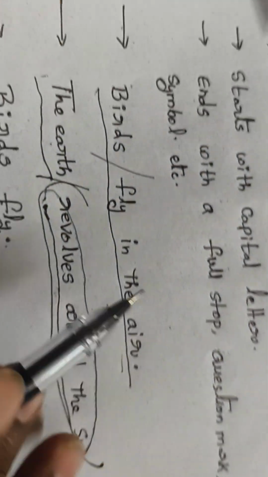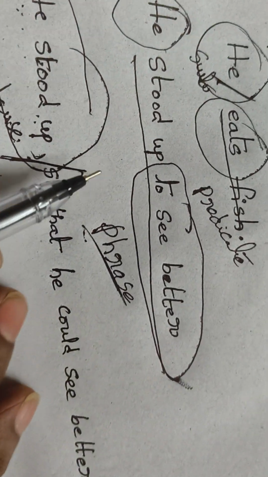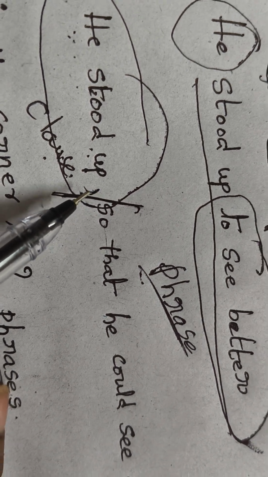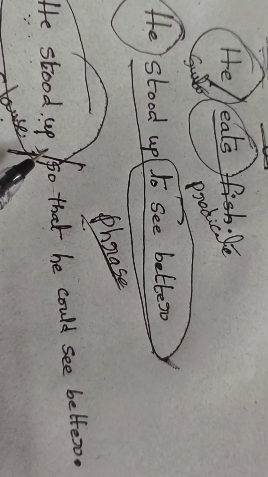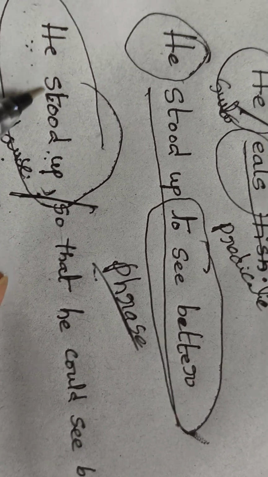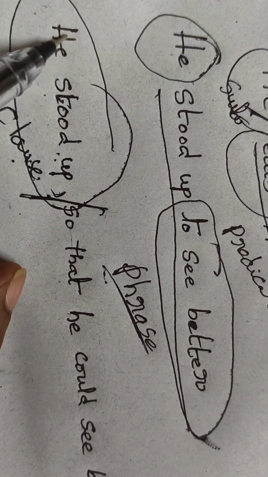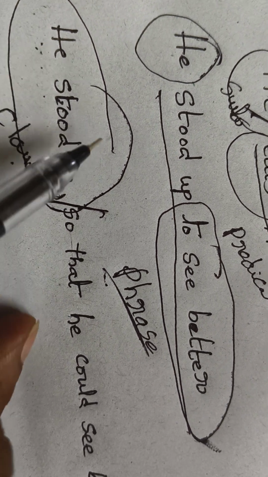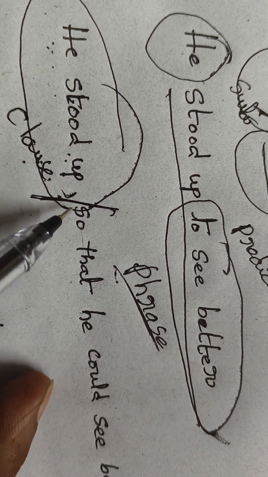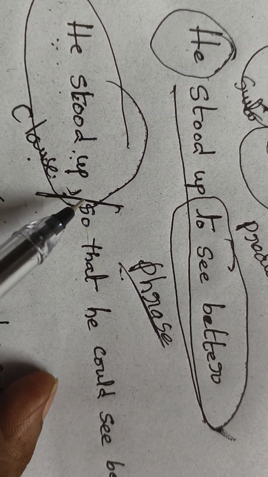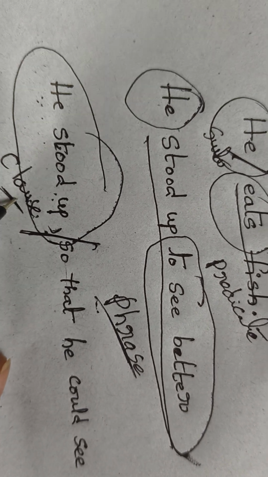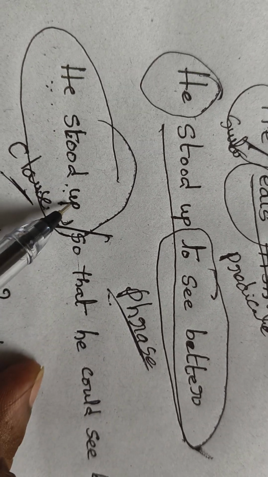Here, he stood up has no exclamatory mark, no full stop, no question mark. So, because of that reason, we cannot claim this is a sentence, though it starts with a capital letter and gives full meaning. This kind of group of words is called a clause. What is a clause? A clause is a part of a sentence.